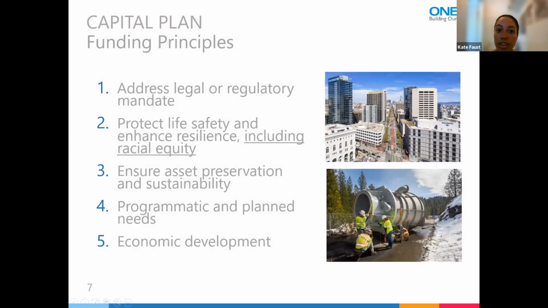So the capital plan reflects our efforts to balance these limited resources with the city's most pressing needs. The investments identified in the plan are prioritized with a focus on emerging stronger from COVID-19 and building equitable resilience to future anticipated shocks and stresses that the city will face. The funding principles for the capital plan are the categories that we use to make trade-offs between these competing needs. So we prioritize projects that address legal or regulatory mandates, protect life safety and enhance resilience, and that includes racial equity, ensure asset preservation and sustainability, address programmatic and planned needs, and support economic development.